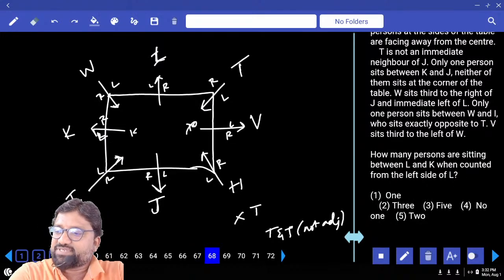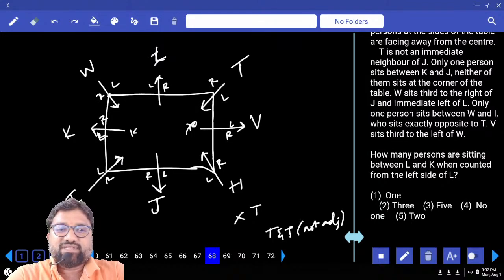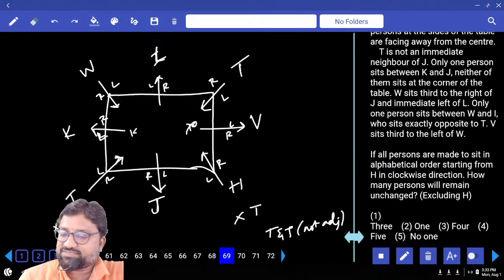68. How many persons are sitting between L and K when counted to the left of L? Between L and K when counted to the left of L, I see only one person and he is W. So only 1 is your answer.